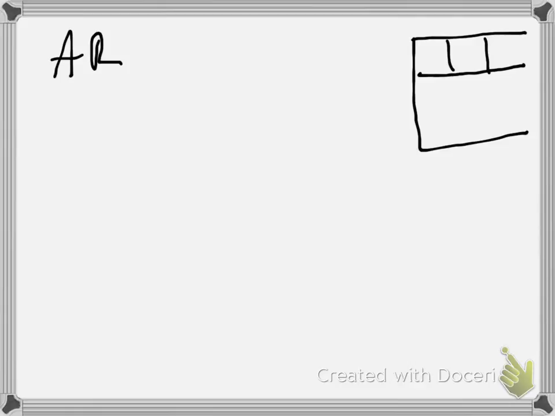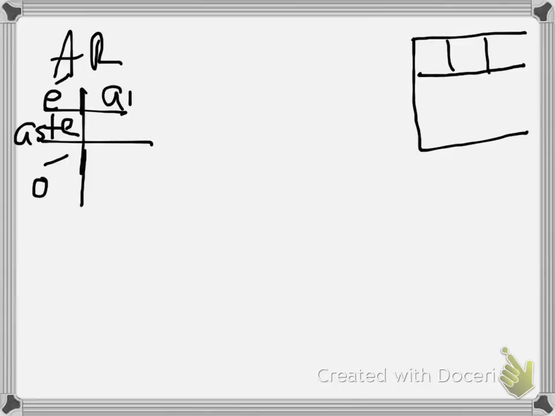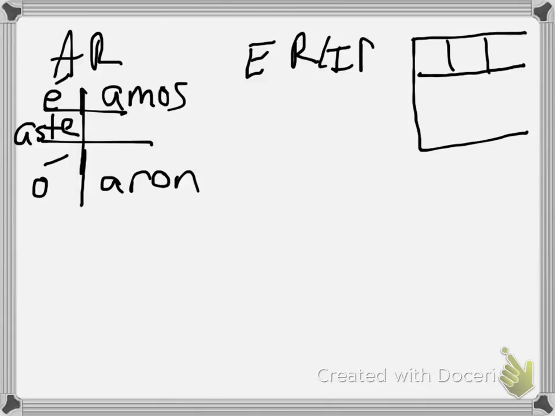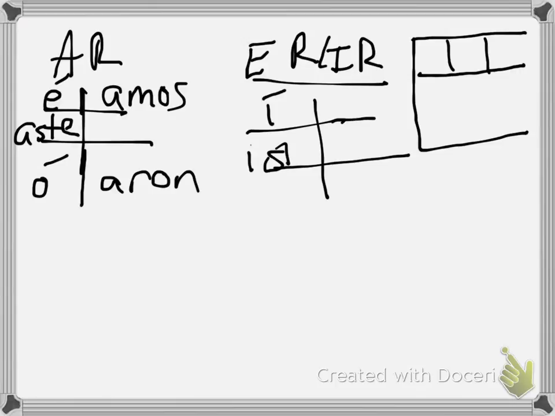The first one we did was the preterite endings for AR verbs. It's going to be aste, ó, amos, and aron. Then we looked at ER and IR verb endings in el pretérito. That's going to be iste, ió, imos, and ieron.